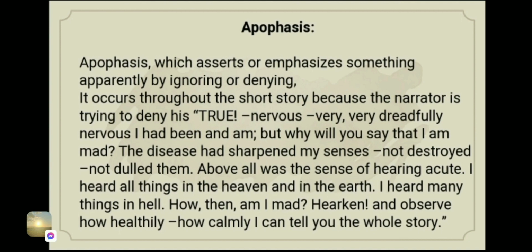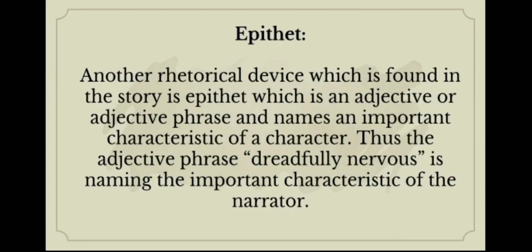The hypothesis here is that the man is trying to say that he is not mad, but the way he utters words proves that he is really mad, that he can hear all sounds in heaven and all sounds in earth as well as in hell, and that shows insanity. Now let's have epithet. It is another rhetorical device found in the story, which is an adjective or adjective phrase that names an important characteristic of a character. Thus, the adjective phrase dreadfully nervous is naming the important characteristic of the narrator.